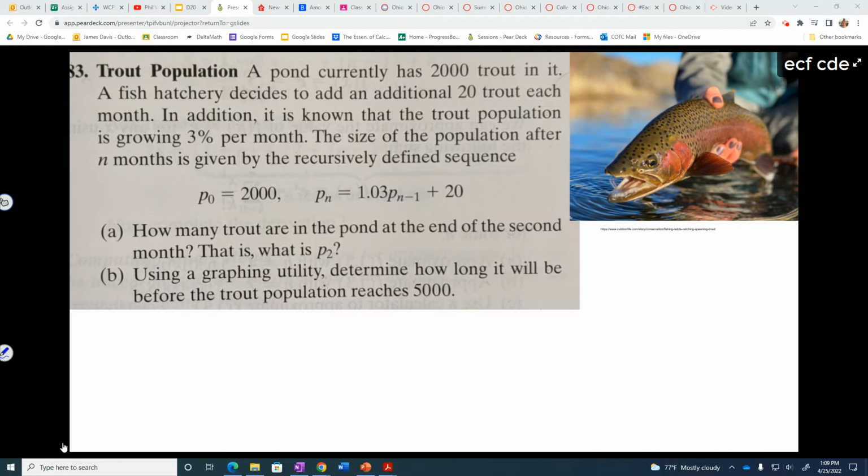Do you think that like this would affect trout population? Yeah, looks like exploding.